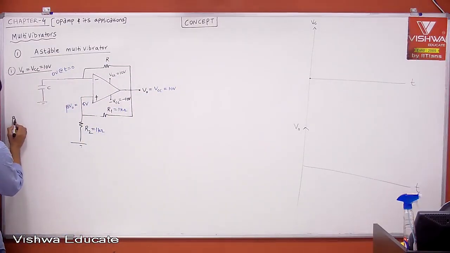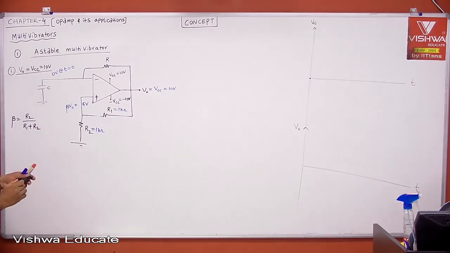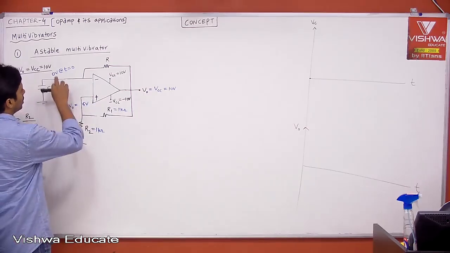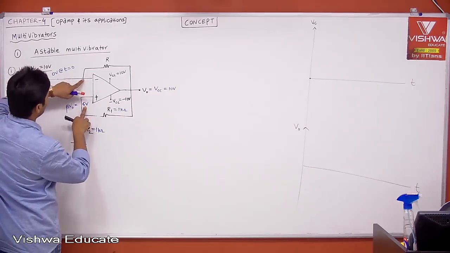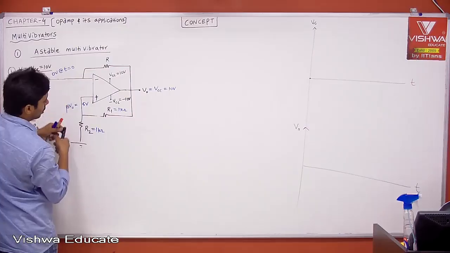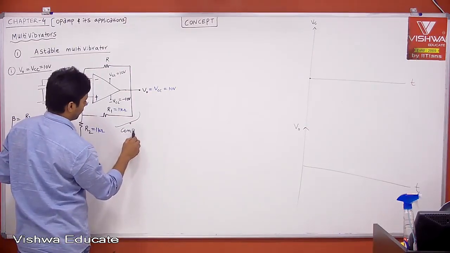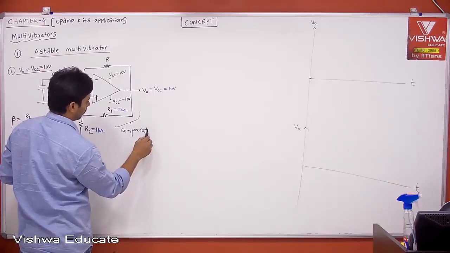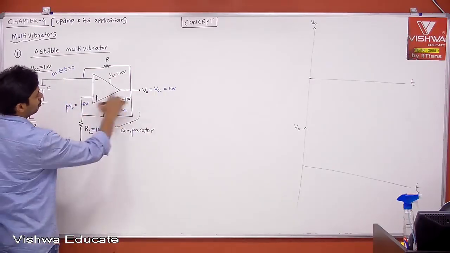Beta is nothing but R2 divided by R1 plus R2. Now tell me, when V0 is equal to plus 10, your beta V0 is equal to 5 volt, but the voltage across the capacitor is 0. Therefore, plus is at 5 and minus is 0. Which is more? Because it is a comparator, plus is more than minus. When plus is more than minus, your output is plus 10.